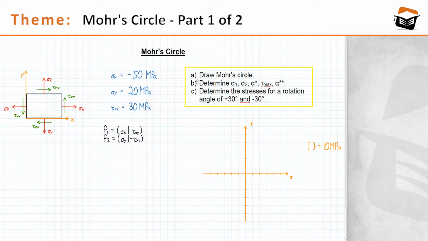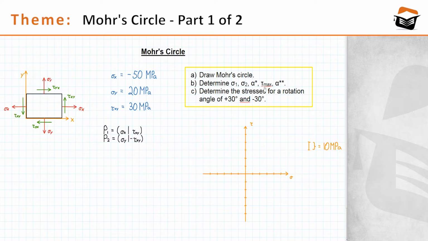First, in part A, we will of course draw the Mohr's circle and outline the steps needed to have a successful drawing of the circle. In part B, we will determine, or actually read out, the values for sigma 1 and sigma 2, the principal normal stresses, alpha star, which is the angle by which the coordinate system or the cut must be rotated to have normal stresses attain their maximum magnitudes.